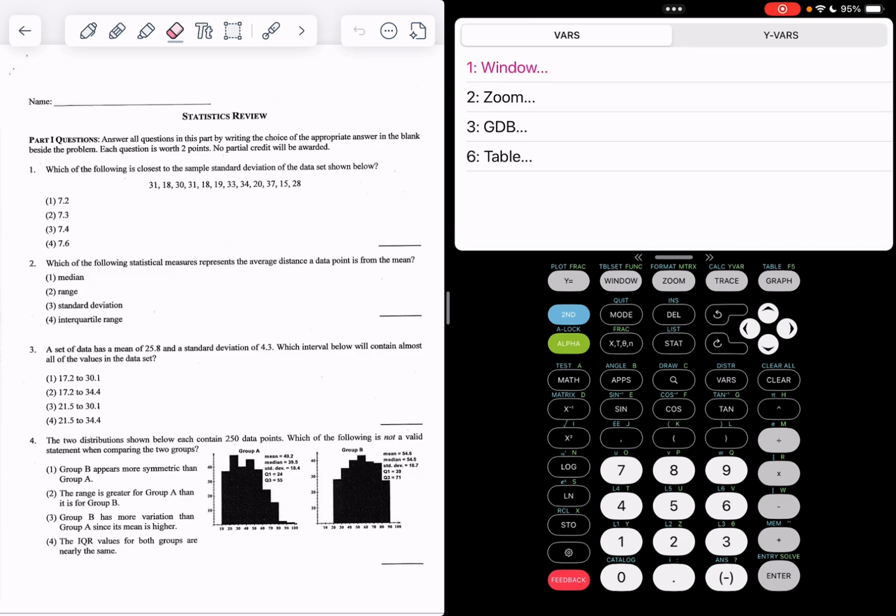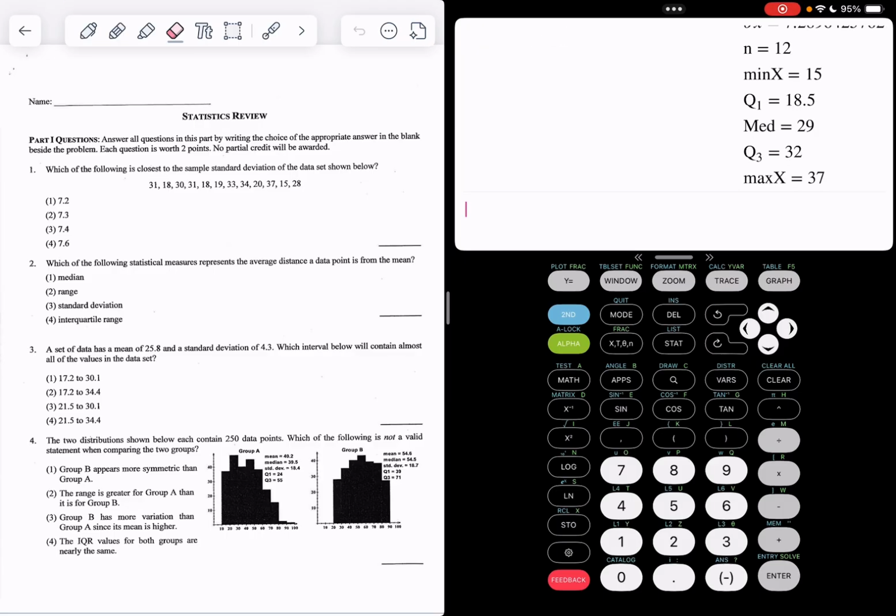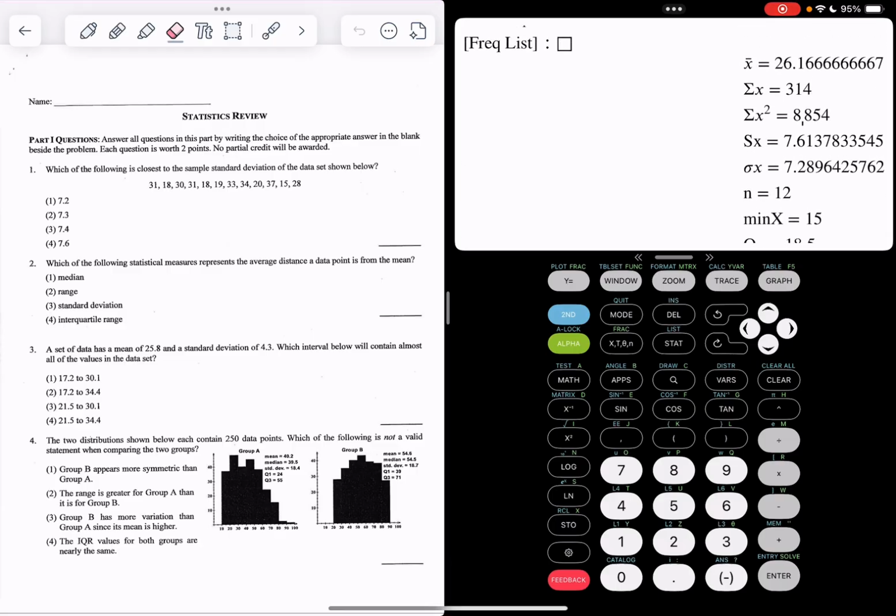So I'm going to go to STAT, then over to Calculate, and it's 1-Var Stats. The sample standard deviation is the Sx, right? So Sx is equal to 7.61 something. So the answer here is 7.6 if you round it.